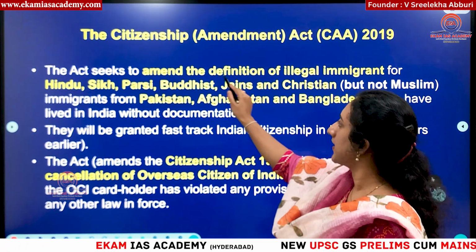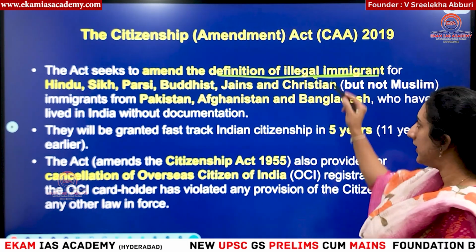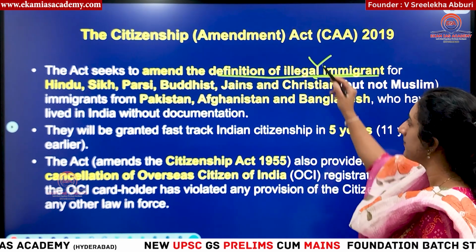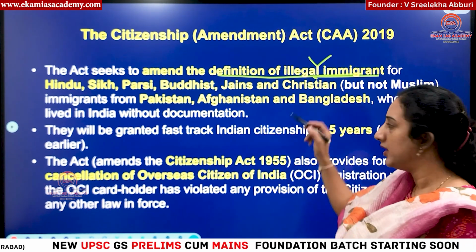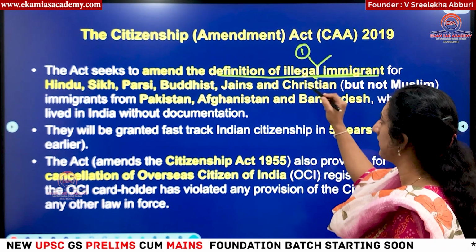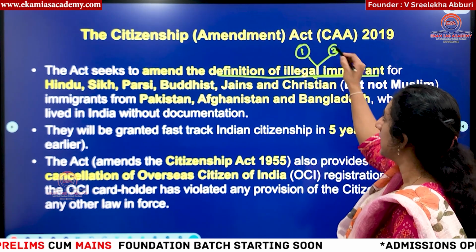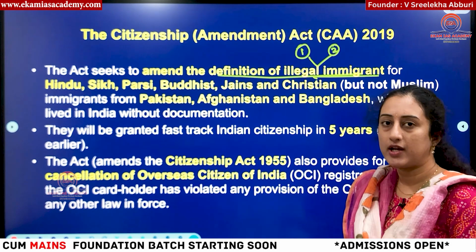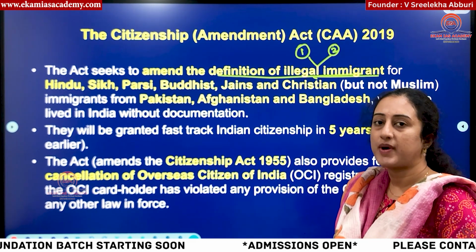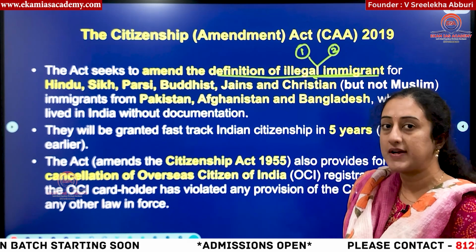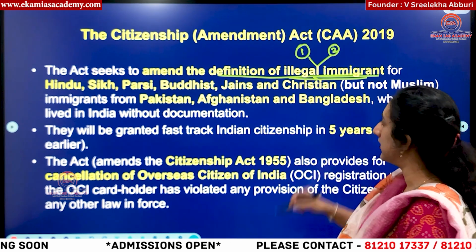This act is amending the definition of illegal migrant. Who is the illegal migrant? An illegal migrant can be of 2 types. A person who illegally entered without a proper valid visa can be considered an illegal migrant. Or, if any person entered India properly with a valid visa, but after the visa period expired is illegally staying in India, then also he can be considered an illegal migrant.